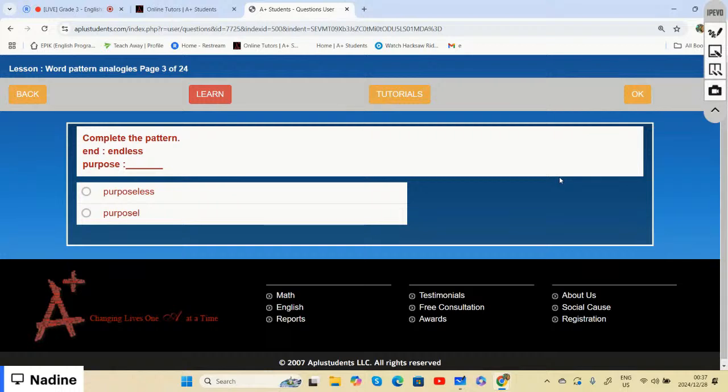All right, the next one says end. We need to complete the pattern. End, so something is coming to an end, or we say it is just endless, or there's no end to something. It is endless. There's no end. Now, the same with purpose. If we feel like there's no purpose, does it mean option one, it's purposeless, or option two, it is purposeful? Which one is correct? Purposeless or purposeful?